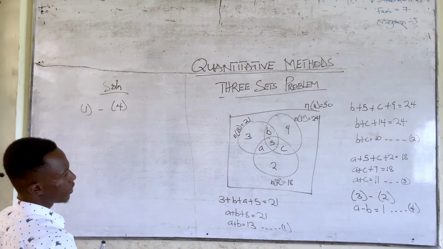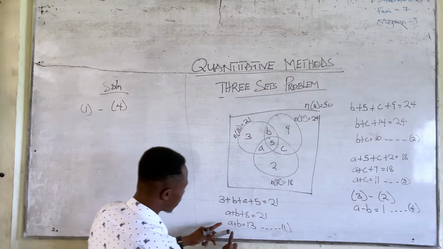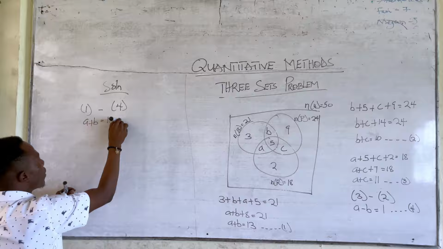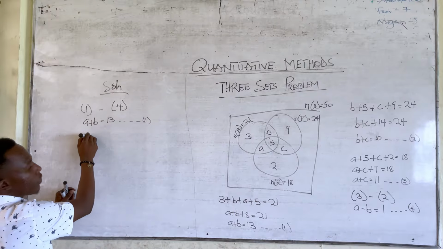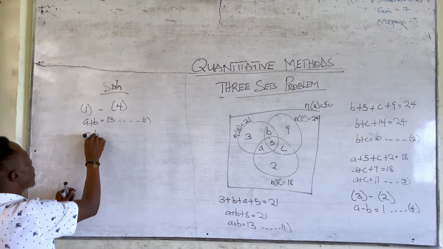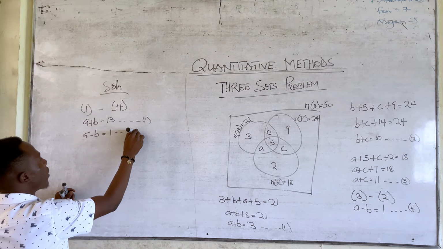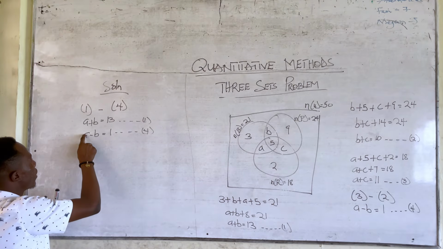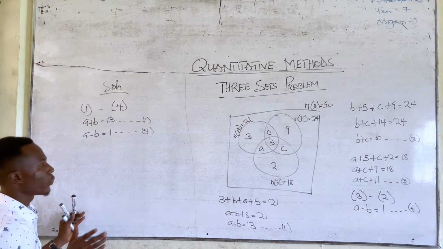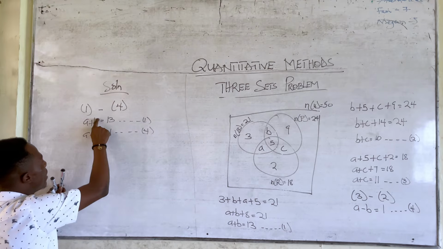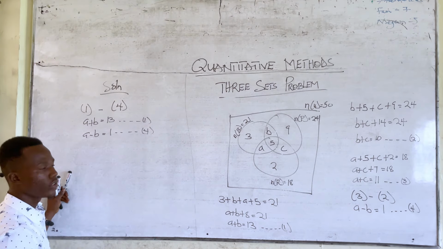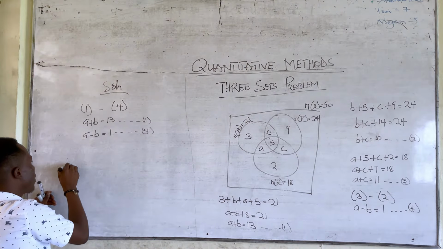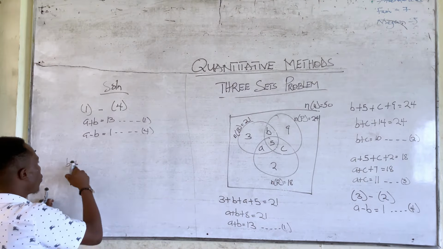Okay, so equation 1, let me rewrite it. A plus B equal to 13, equation 1. And equation 4 is what? A minus B equal to 1. This is equation 4. So when you subtract it, A minus A is going to give you 0, so we are not going to write anything. Now B minus minus B, do you see that? It means it is going to be B plus B, so B plus B is 2B.